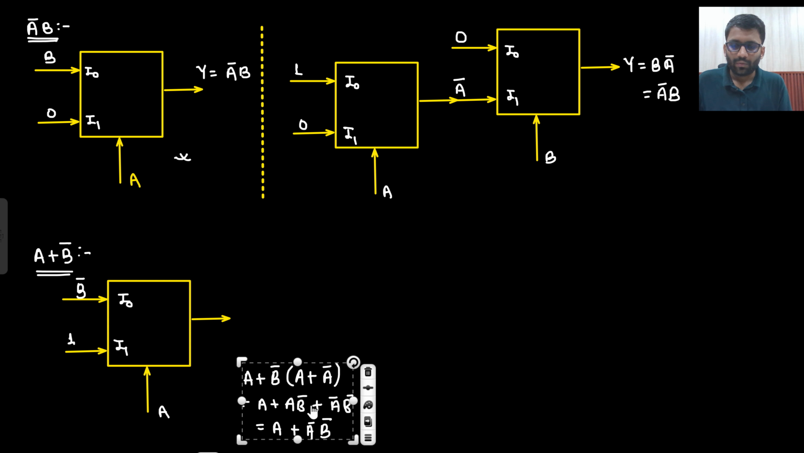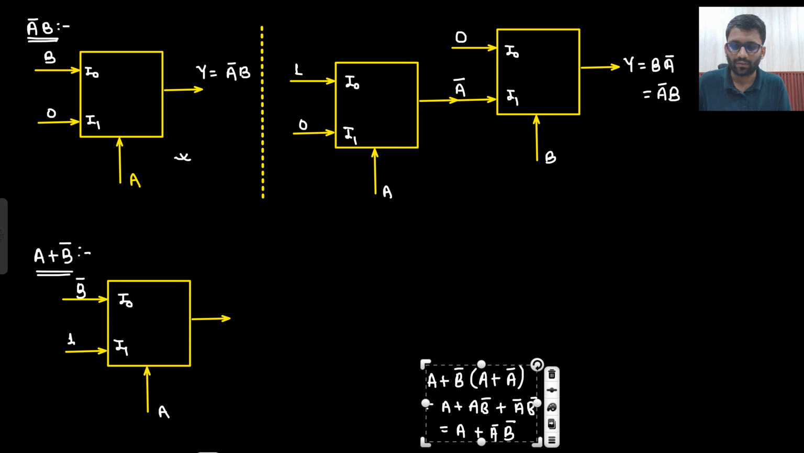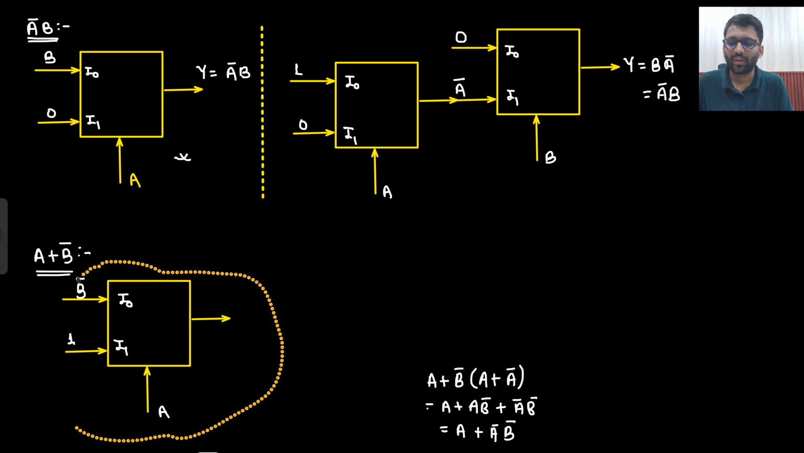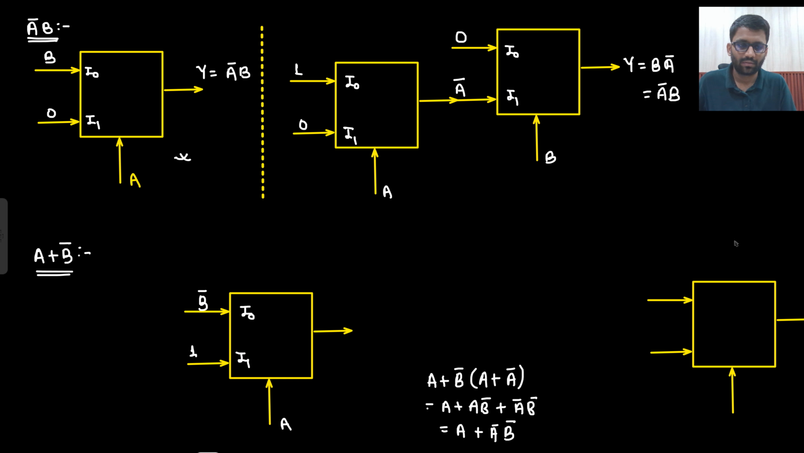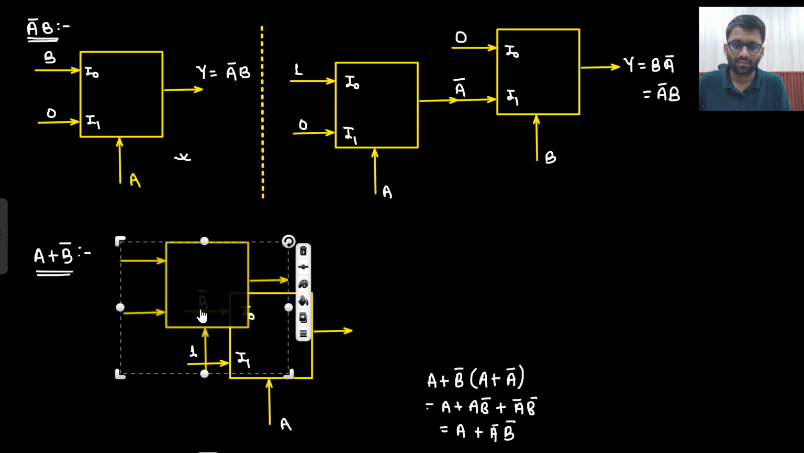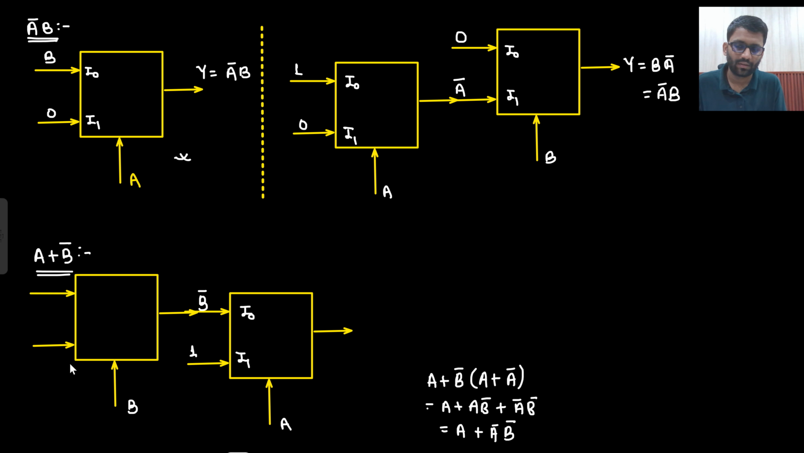So now you have to make B bar. We can put this analysis somewhere here for now, and now I need to make B bar. So B bar should be made. I will use B here, right? This is your I0, this is your I1. I will put the opposite: I0 as 1 and I1 as 0. So what will I get? B bar, and then this.